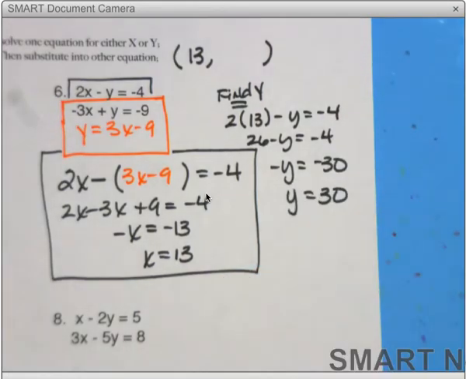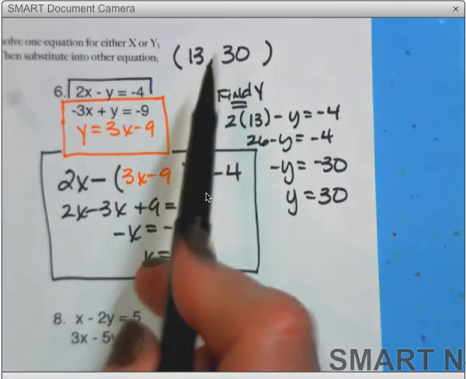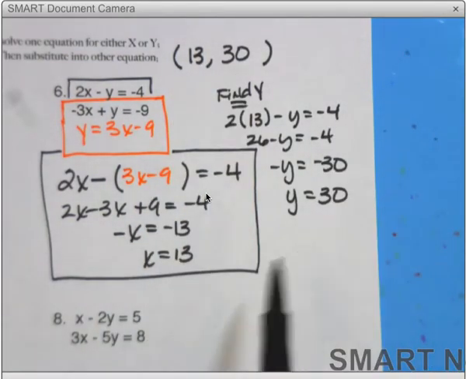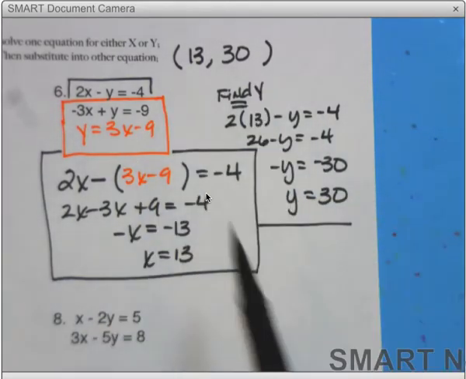So the solution to this system is the ordered pair x is 13, y is 30. And once again, if I were to graph these, this would be their intersection point.